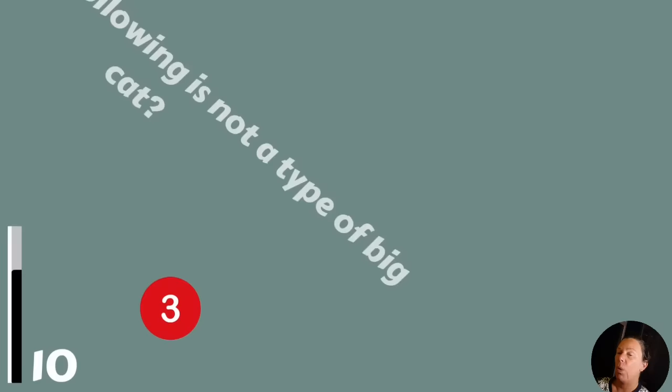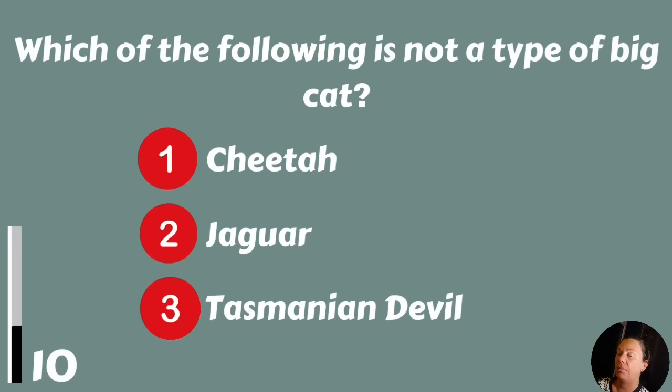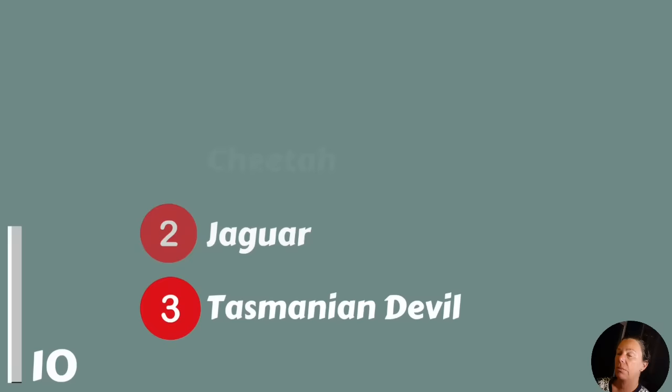Which of the following is not a type of big cat? Cheetah, jaguar, or Tasmanian devil? Tasmanian devil.